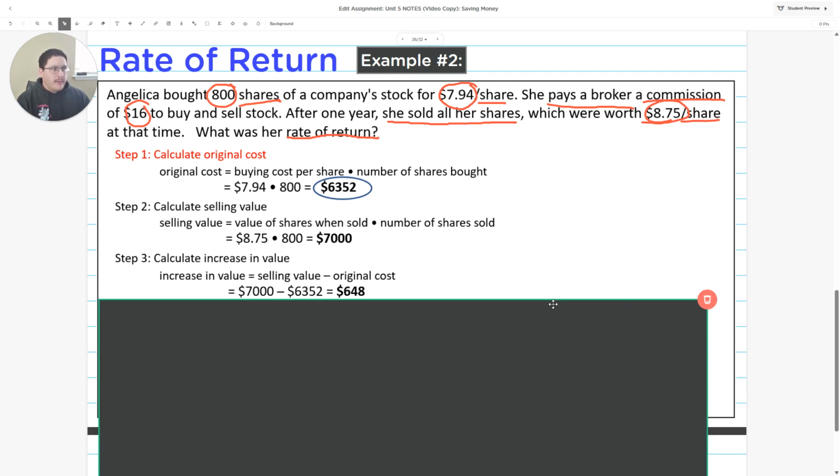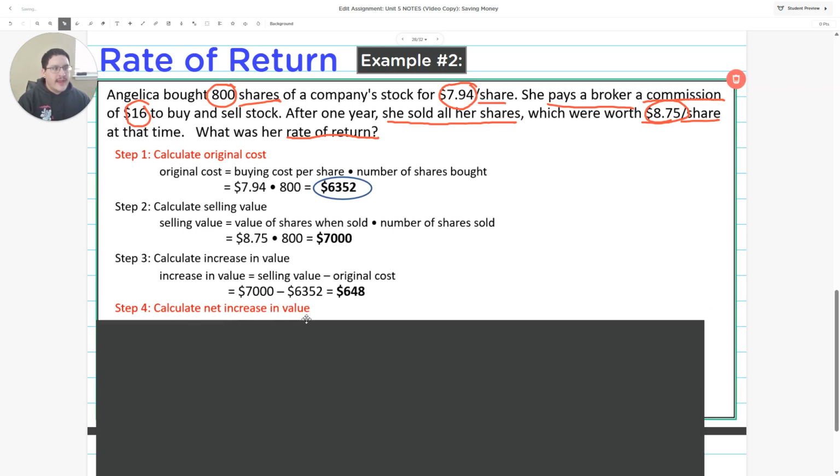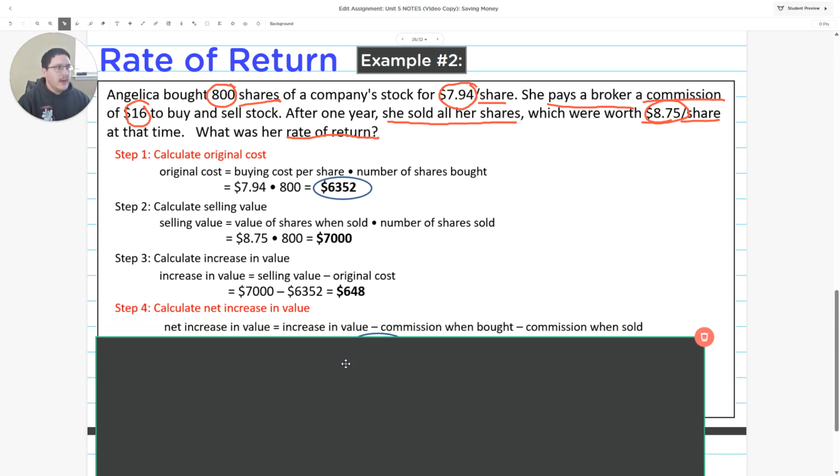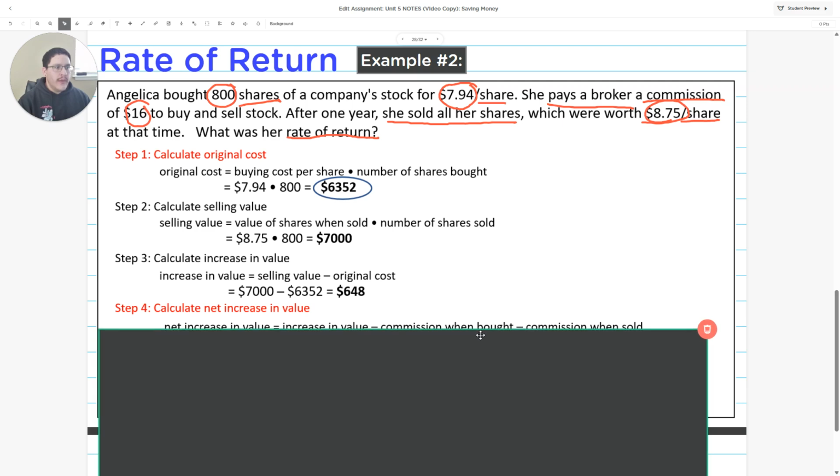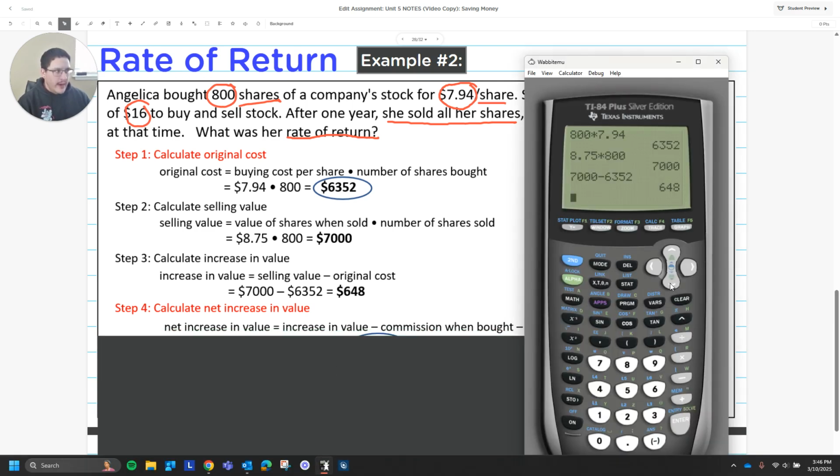So now, the next part, okay, this is how much we made from buying and selling that stock. Now, we need to calculate the net increase in value, because what we also haven't factored in yet was we paid a broker to help us through this financial transaction. So we have to pay the broker their fee for handling this. And their fee, each time for when we bought and sold, was $16. So we're going to take this value right here, subtract 16 twice, because 16 when they bought and then 16 when they sold, which means the net increase is $616.